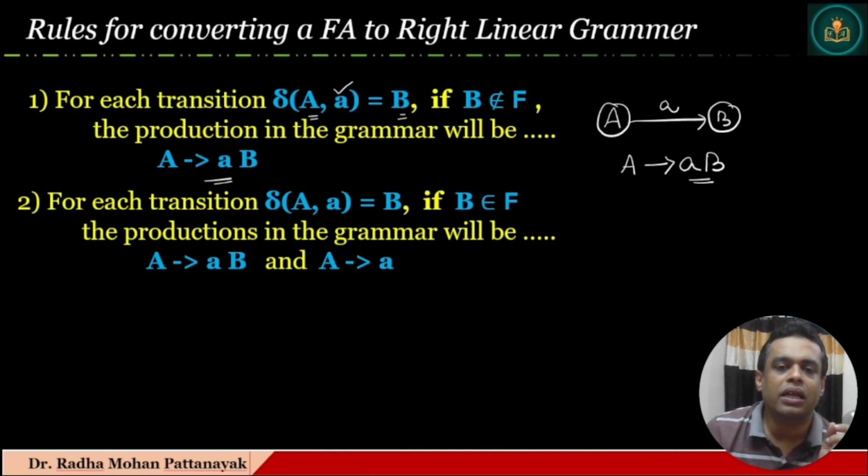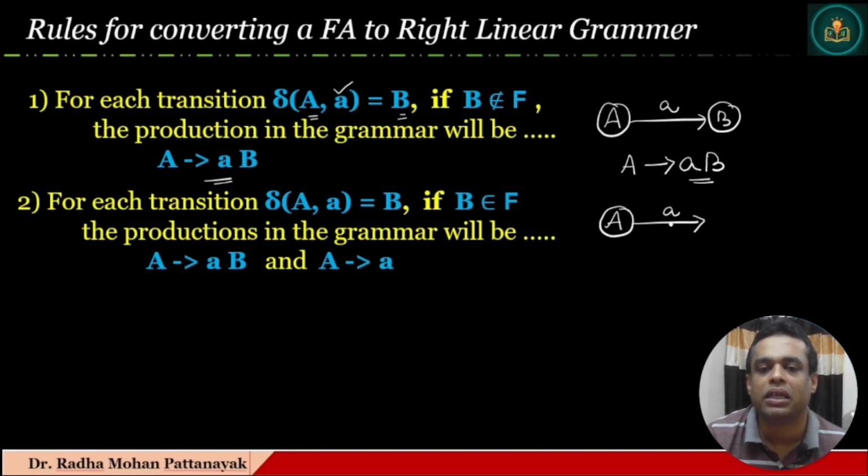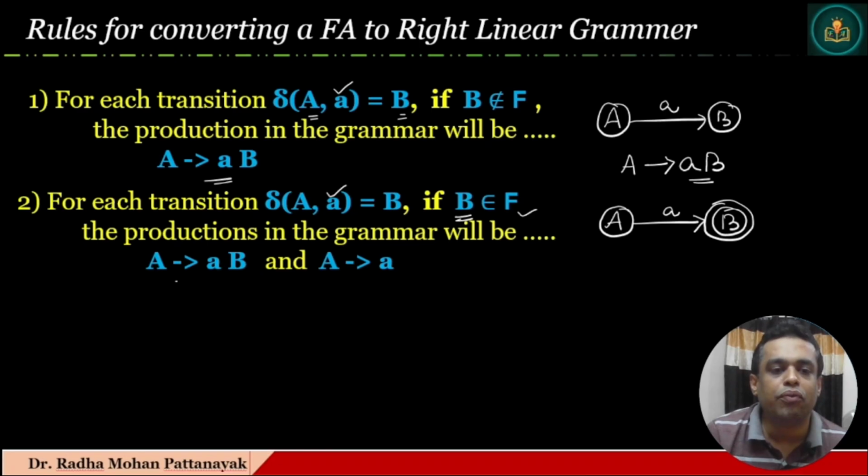Now we will consider a finite automata when a transition reaches a final state. Let's consider two states here. One is a non-final state and the second is, by considering the input terminal a, reached as a final state. Clear? If the transition is between a non-final state and a final state, then for this type of transition we need to write two different production rules in the grammar. That is A produces aB and second is A produces a.